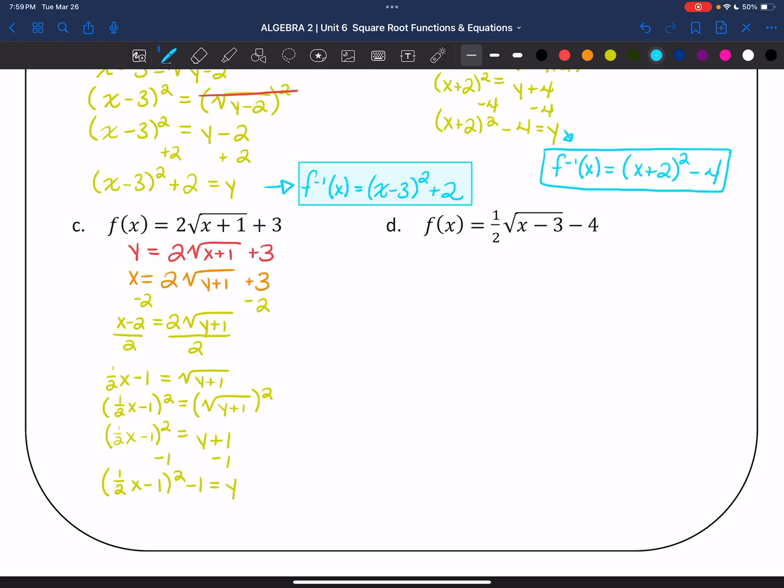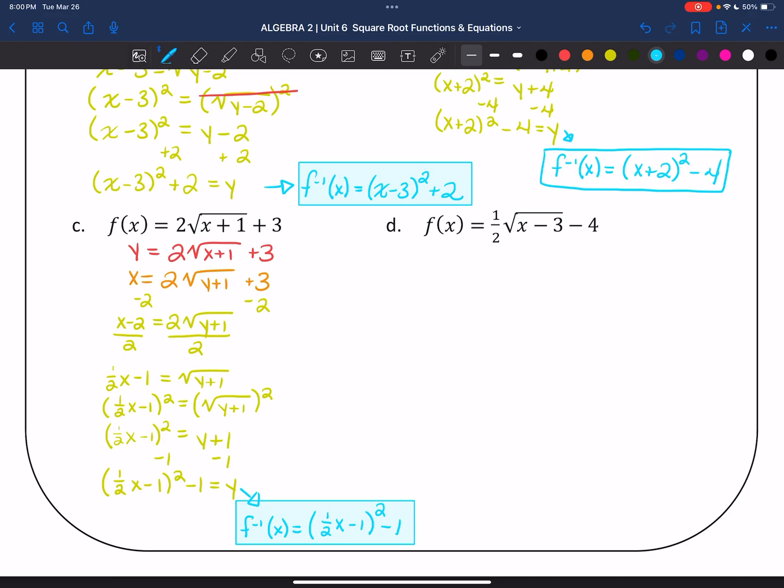So let's go ahead and write that. What will that be? That would be written as f inverse of x equals that binomial squared and then minus the 1. There you go.